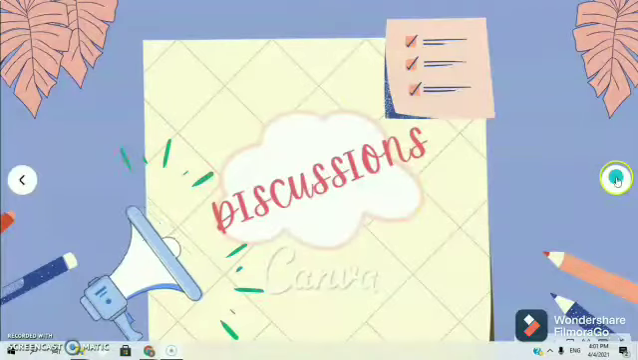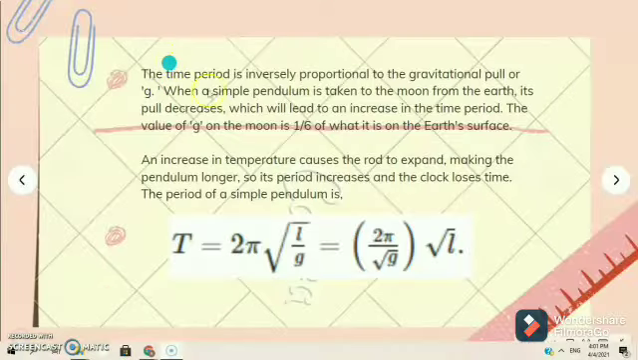For the simple pendulum experiment, the time period is inversely proportional to the gravitational pull, G. When a simple pendulum is taken to the moon from the Earth, G will decrease, which will lead to an increase in the time period. The value of G on the moon is 1/6 of what it is on the Earth's surface. An increase in temperature causes the rod to expand, making the pendulum longer, so its period increases and the clock loses time. The period of a simple pendulum is given by this equation.